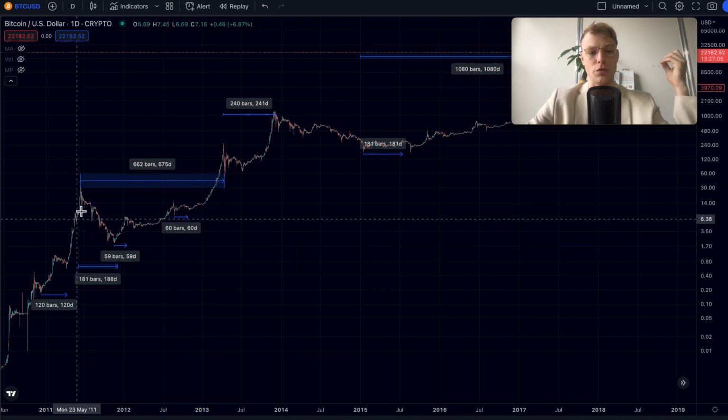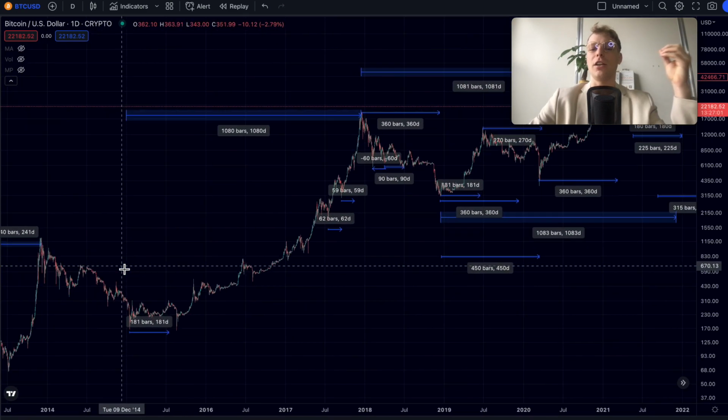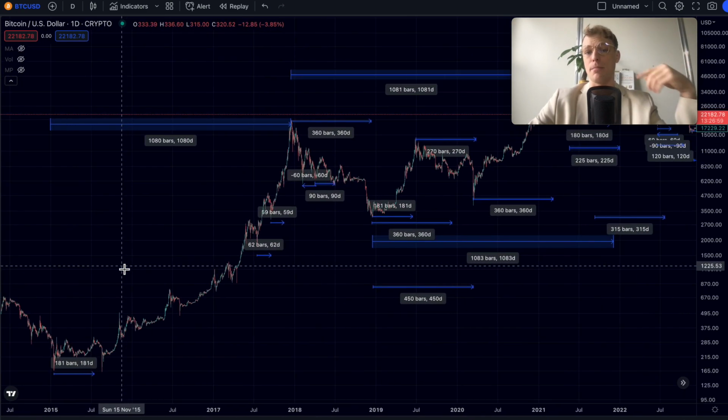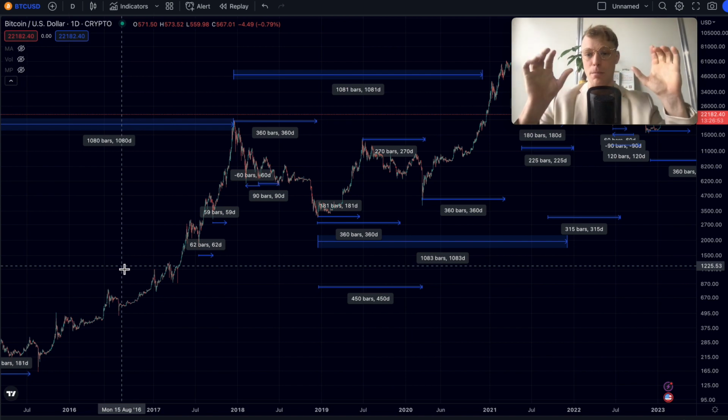From this top till this bottom, 180 days. So we are seeing a lot of the same numbers over and over again. And do note, guys, that if you look at these numbers, they are all divisible by 3.